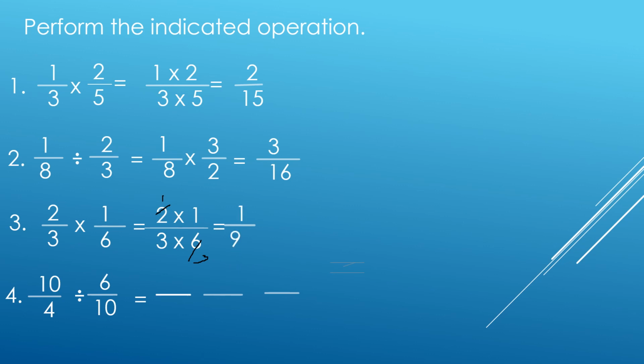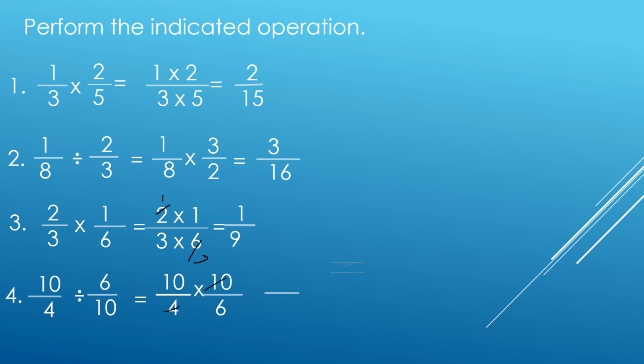Then, last one. So, again, this is division. So, copy the first fraction and proceed to a multiplication. And then, flip the second fraction. So, that is 10 over 6. And then, tingnan kung alin dito ang may ka-cancel natin. Of course, marami kasi even number siya.